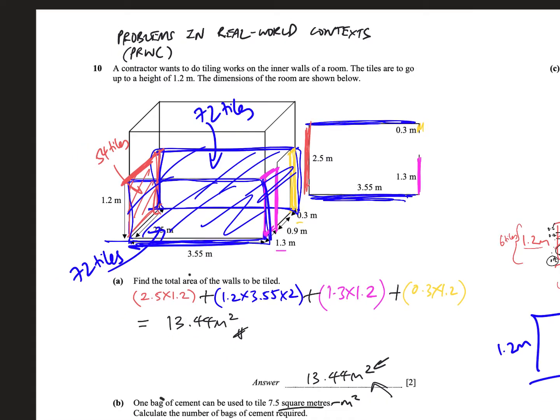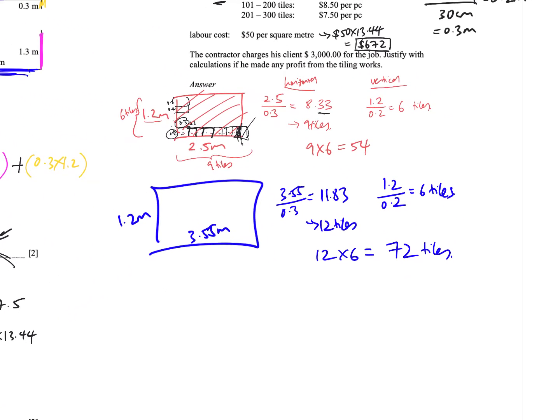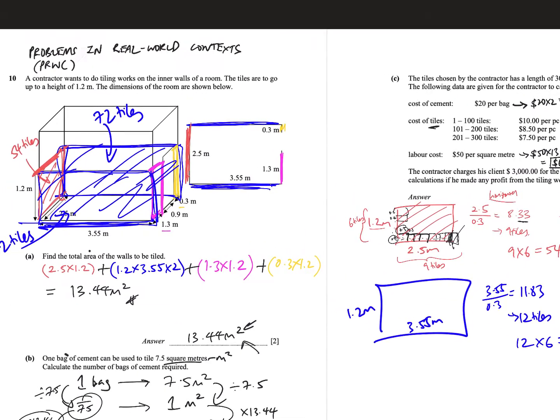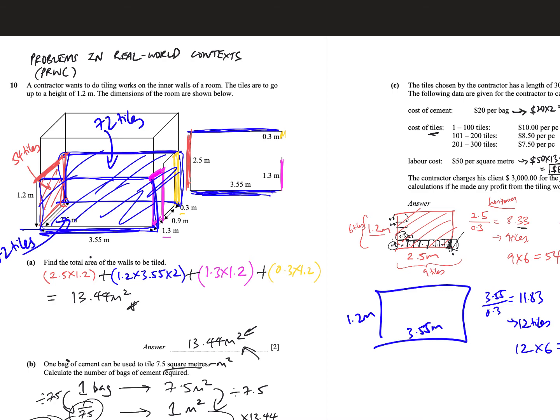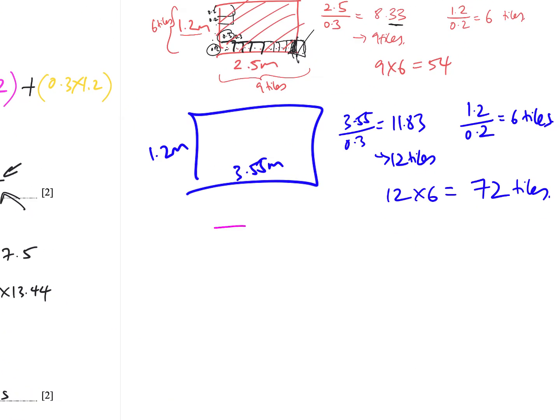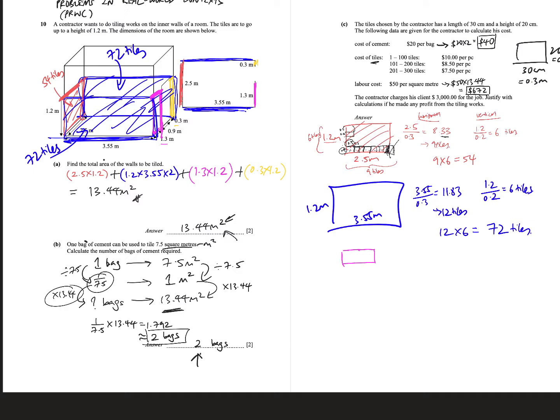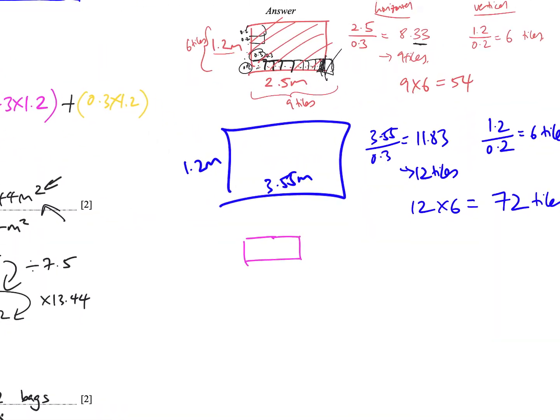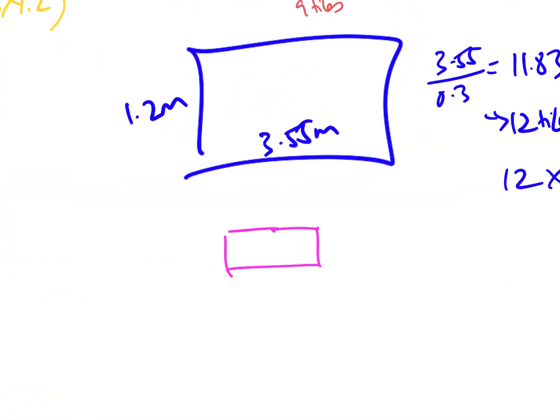Okay, let's do the pink one now. So for the pink one, we can see that it's 1.3 by 1.2. Right, the height is always 1.2. So we have 1.3 by 1.2. Definitely the diagram could be drawn better. 1.3 by 1.2.